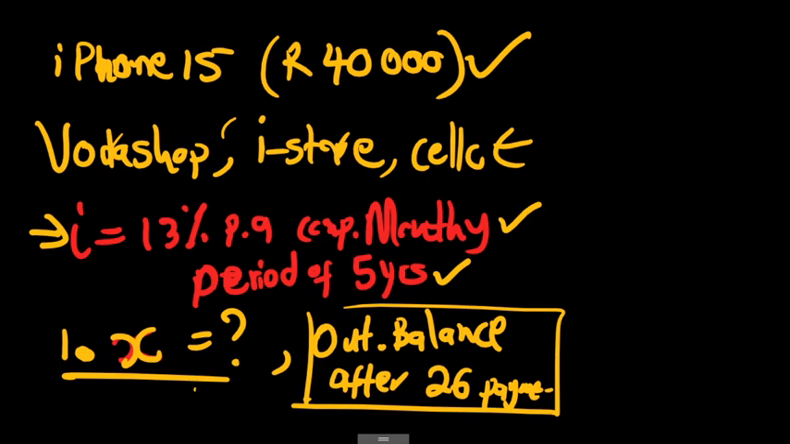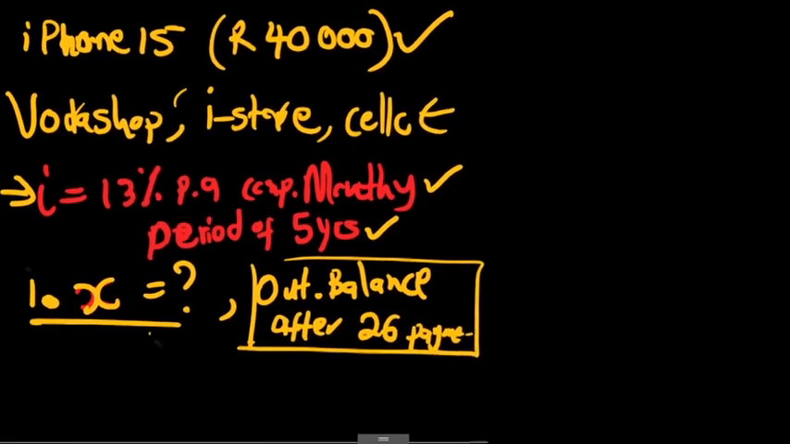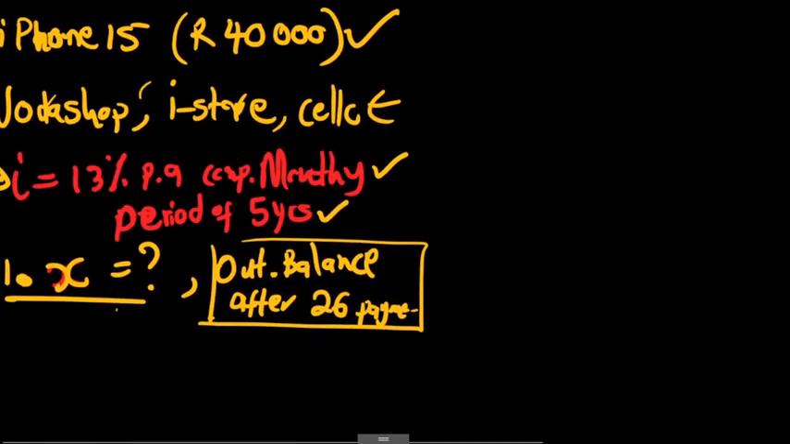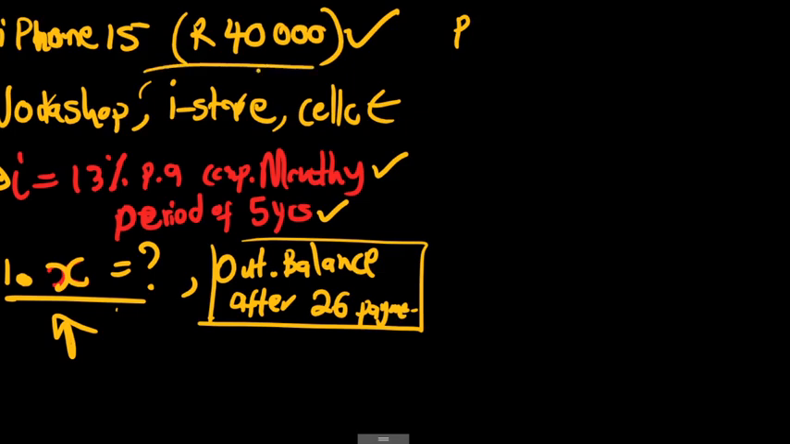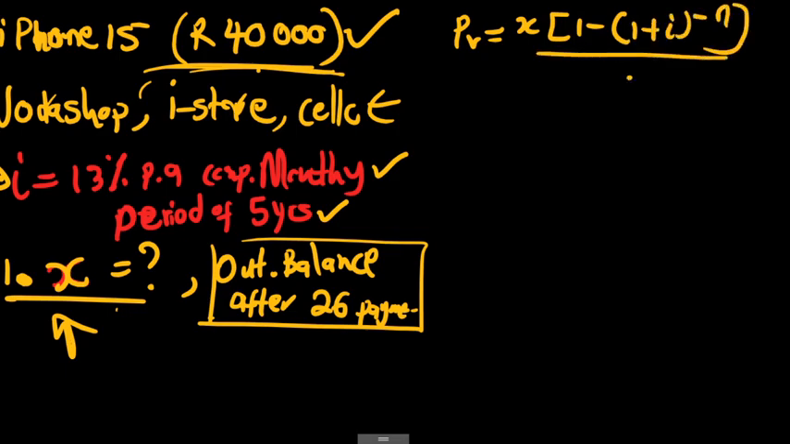Fine. I assume you did this question from the previous video. Let's find the solution for this iPhone 15. The first thing is we need to identify the monthly payments. We know that since it's a loan, a phone on a contract, we're going to use the present value formula, PV equals x times (1 minus (1 plus i) to the power of minus n) over i.